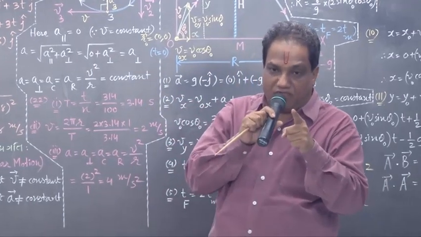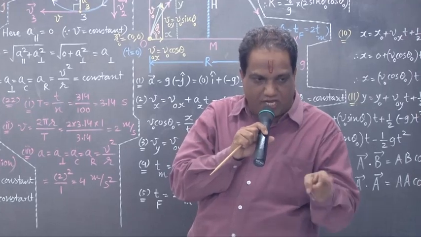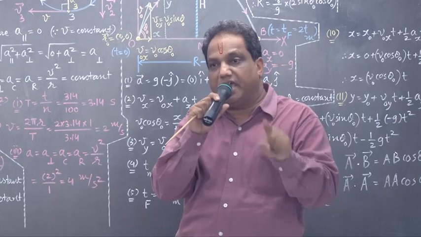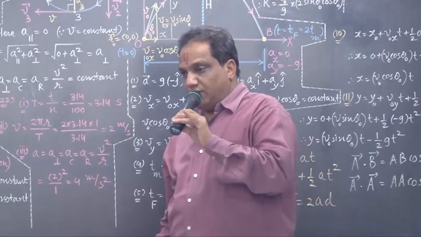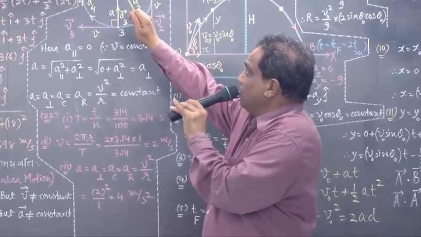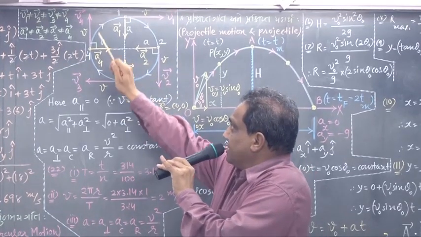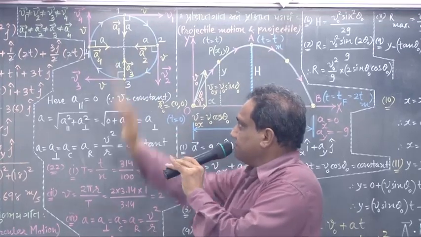Never say performed with constant velocity. No! Velocity is not remaining constant. The magnitude of velocity, that is speed, remains constant. I am showing you why. Suppose one particle performs uniform circular motion on this circular path, say clockwise, this way.